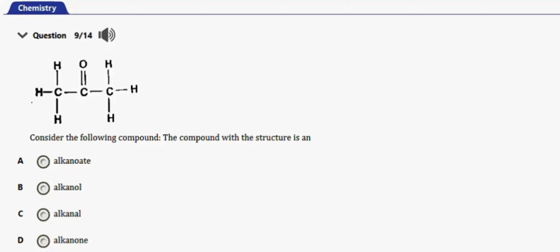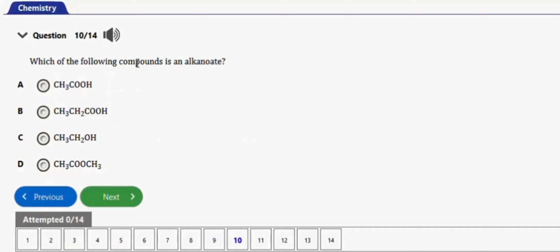The next question says, which of the following compounds is an alkanoate? Okay, so it can be option C, it's having a carboxylic acid group, so this option A is our ethanoic acid, so it can be it. So it can be option B, we are looking for alkanoate, so it can be option C. This one has no OH group, so the right answer is option D. If you want to name this, it will give you methyl ethanoate, so it's option D. That's the right answer to this question.